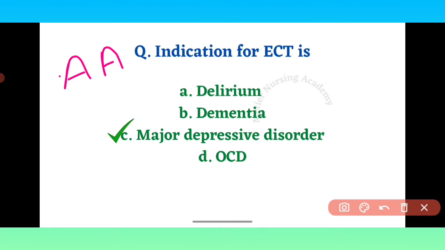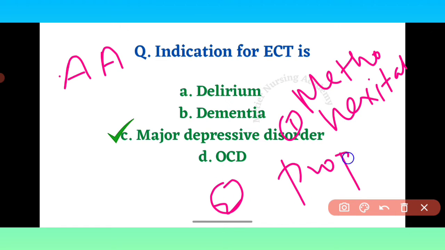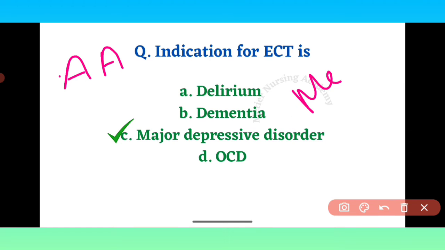And the name of the anesthetic agent is methotrexate. Okay, so this is the first anesthetic agent, and the second anesthetic agent is propofol. Why are we using this type of anesthetic agent? Because it has a rapid onset and short recovery time. Short recovery time means the person will recover very fast. So that's why we are using these types of anesthetic agent.